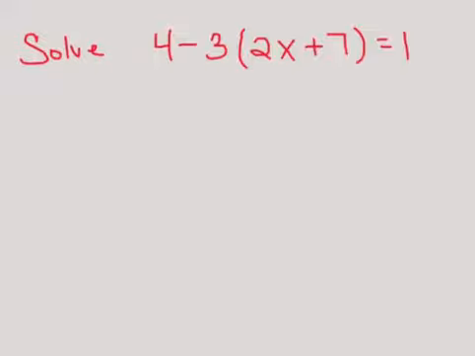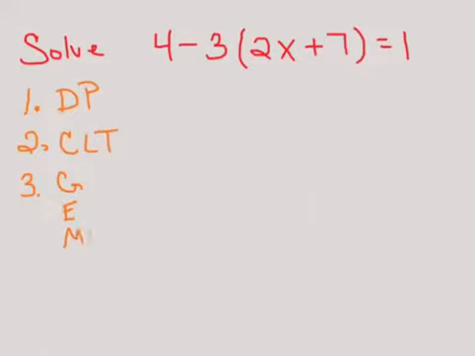So the problem we're going to start with is solve 4 subtract 3 times the quantity of 2x plus 7 equals 1. So remember, when we're solving, the first thing we always look to do is use the distributive property. Then after that, we're looking to combine like terms. And finally, we are able to undo the order of operations. So we start at the bottom with addition and subtraction, and we work our way up undoing each operation.